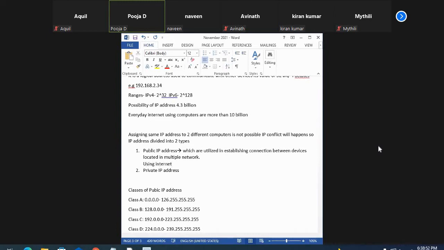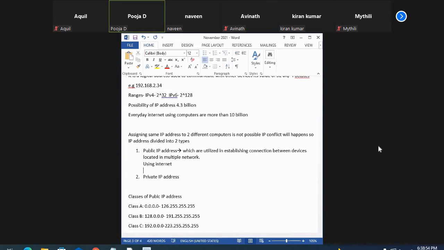Yesterday I showed you, if you want to know your public IP address, you can do a Google search, what is my IP, and there you will get your public IP address. Means it uses the internet, right? So it works using the internet. Then, public IP addresses are routable.